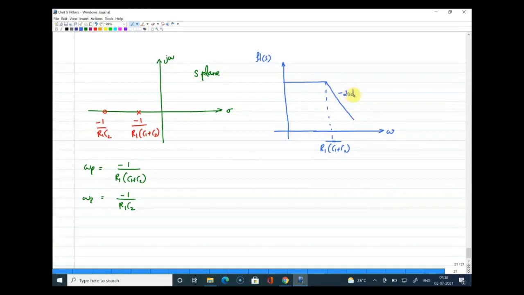This is minus 20 dB per decade, and at this point you have the next frequency, which is 1 by R1 C2, where the slope becomes 0. In the sense, the previous slope of minus 20 will be cancelled when the zero frequency comes, right? So this is actually the example of a first order low pass filter.